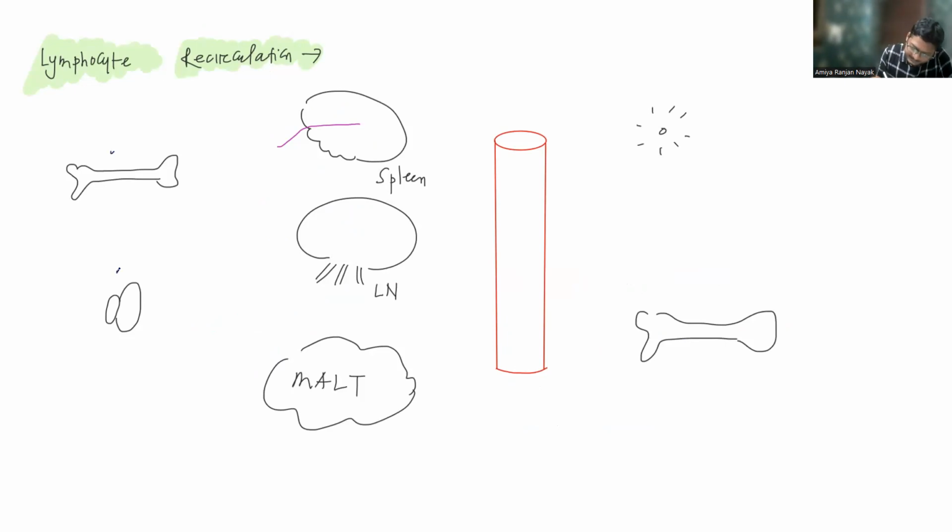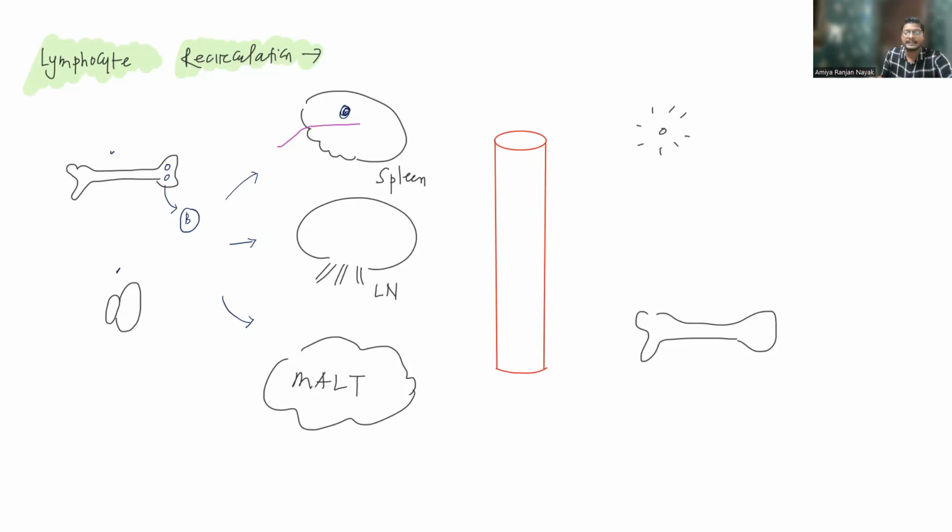The B cells are produced and matured, I mean, developed inside the bone marrow itself. From the bone marrow, they can go into the peripheral circulation, and from there, they can populate the secondary lymphoid organs.